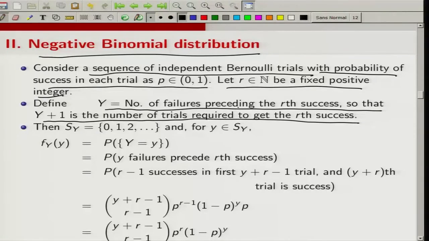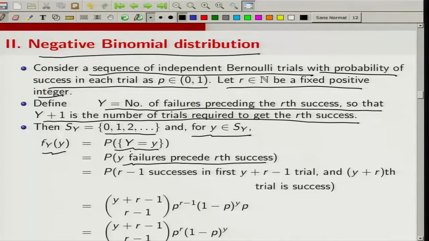Since the number of failures preceding the rth success could be 0, 1, 2 and so on, my support of Y is 0, 1, 2 and so on. Now, let us look at what happens for small y belonging to S_Y. Let us try to see what is the probability mass function f_Y(y), which is probability Y equal to y, which means that there are y failures preceding the rth success.